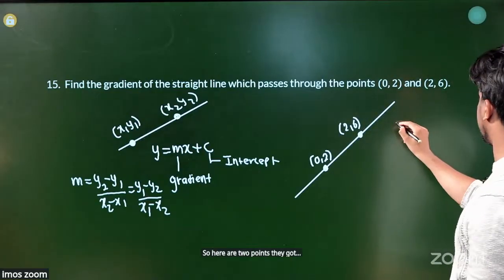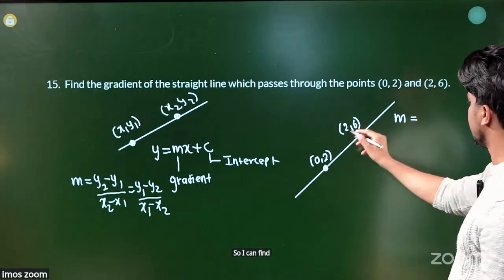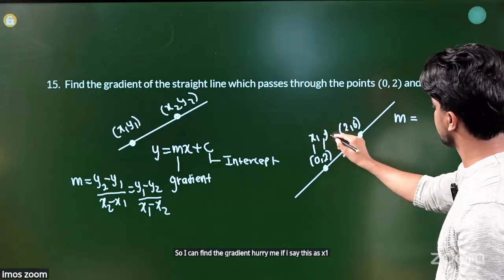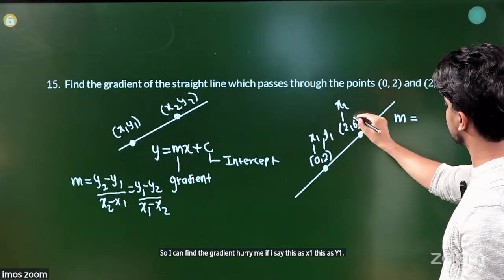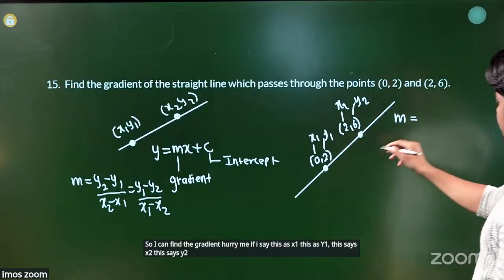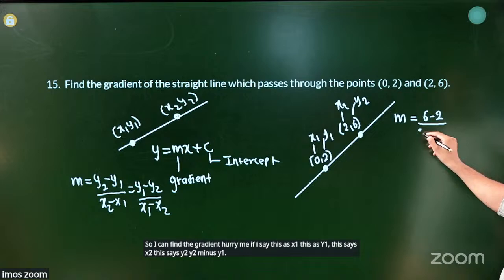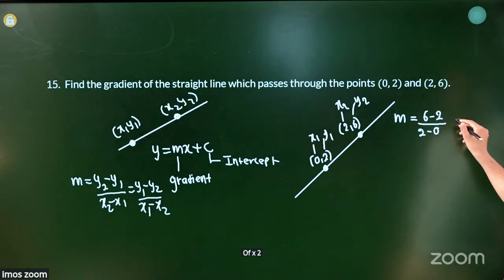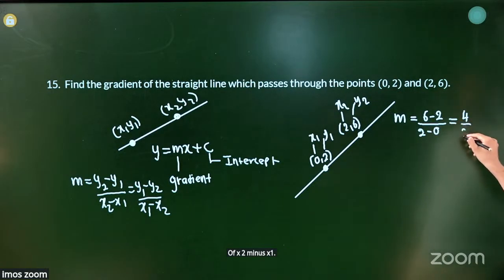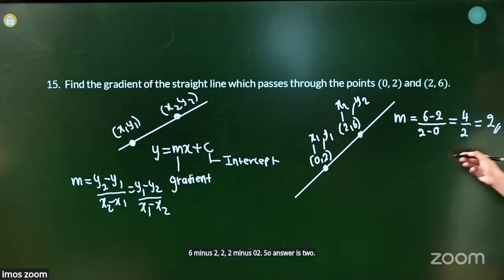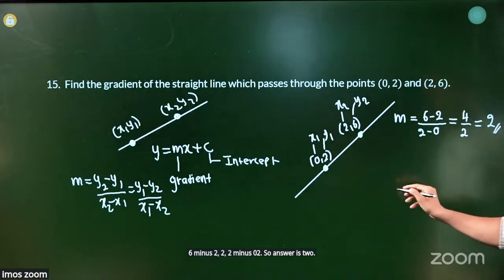So I can find the gradient. If I say this as x1, this as y1, this as x2, this as y2, the gradient is y2 minus y1 over x2 minus x1. 6 minus 2, 2. 2 minus 0, 2. So the answer is 2. Otherwise, y1 minus y2, 2 minus 6.